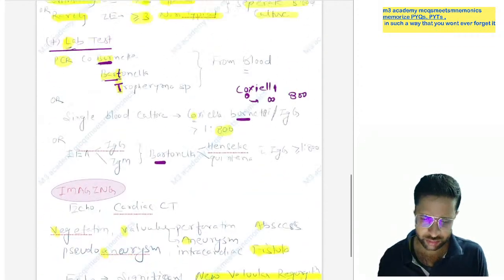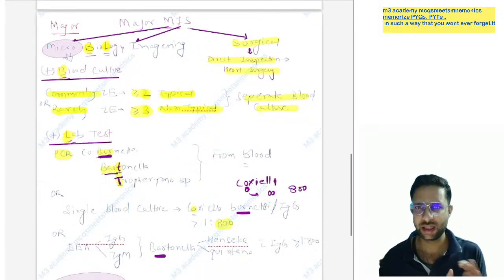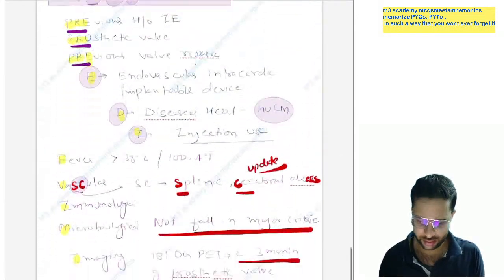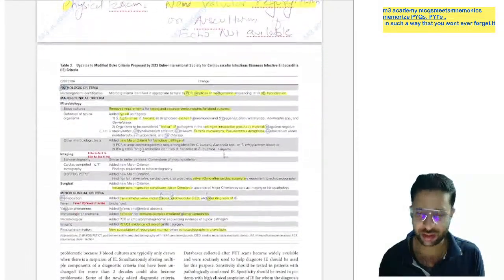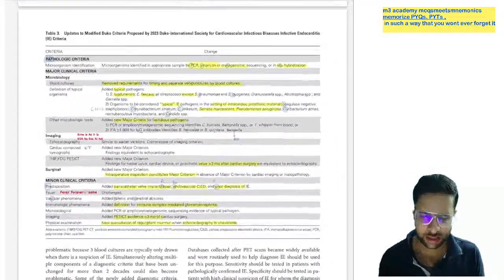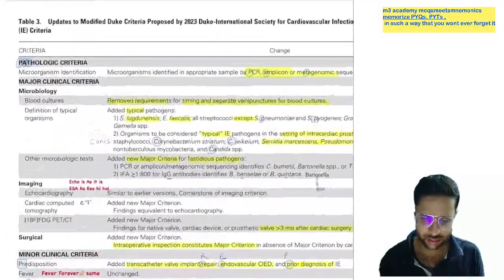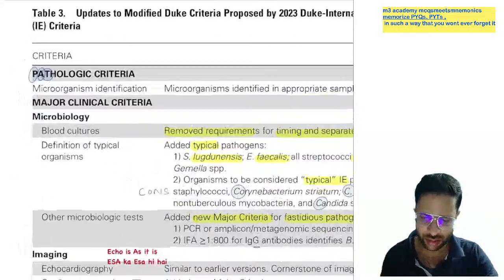Now, we covered the major and minor criteria for infective endocarditis, and this is the updated version. Now we see how this updated criteria differs from the previous criteria. So what is the difference between the updated modified Duke's criteria and the previous criteria?